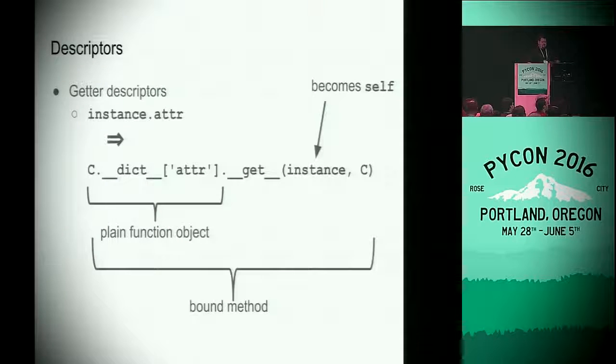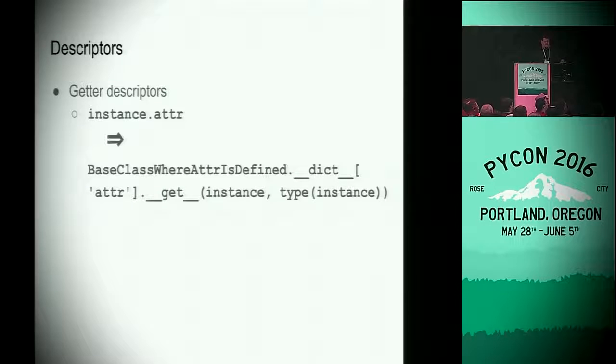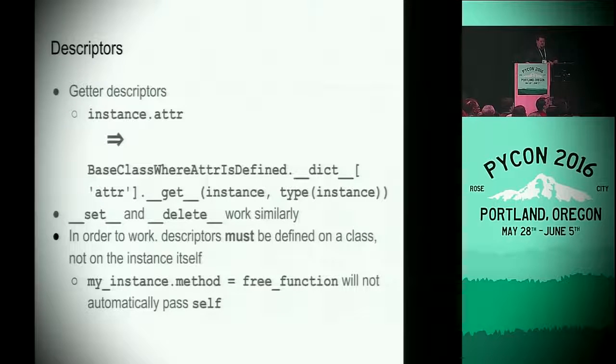And so just to be clear, you have a base class perhaps where the attribute's defined, but you actually get the type of the current instance passed in. That's really for historical reasons. It doesn't actually help you because you have the instance, but that's how lookup works when descriptors are involved. There's an under set and an under delete. Under del was already taken. That would be called if I had instance.attr equals or del instance.attr. And so, again, this only happens at a class, not on the instance itself.